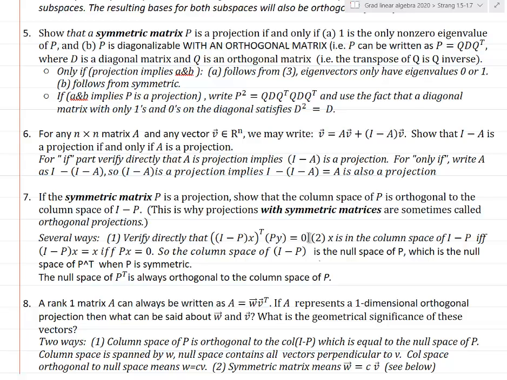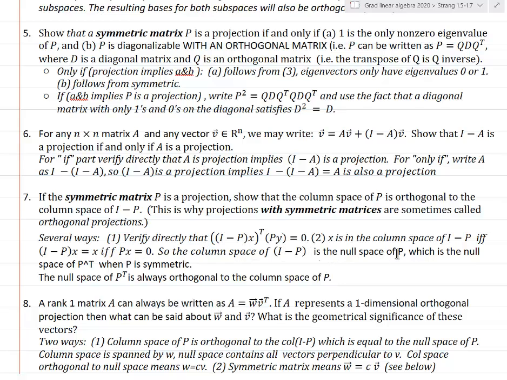Another way is to use a subspace argument. x is in the column space of I minus P if and only if (I minus P)x equals x. Now why is that? Well, I minus P is a projection, so the column space of I minus P is the set of eigenvectors of I minus P with eigenvalue 1. So any vector in the column space of I minus P is an eigenvector of I minus P with eigenvalue 1. But you can rewrite this as saying that Px is equal to 0. The x's cancel on both sides. And this is an if and only if, so the column space of I minus P is identical to the null space of P.